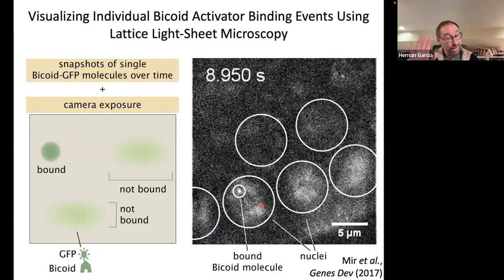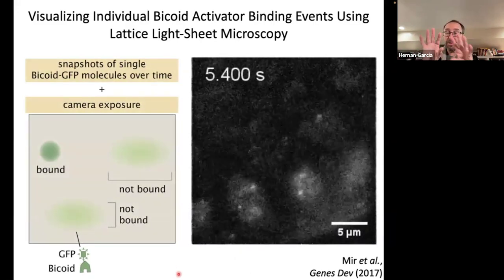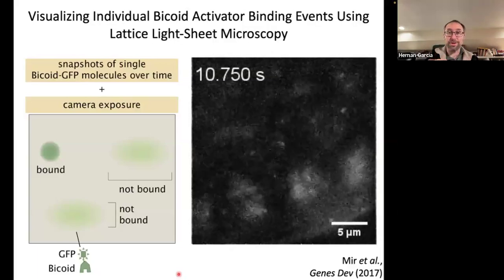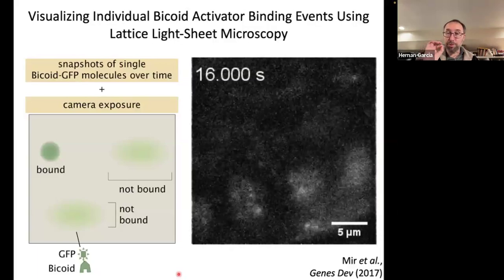This is again on the lattice light sheet. We're really pushing signal to noise. The movies don't look as pretty as the ones I showed you before, but each one of these big circles corresponds to a nucleus in the fly. Each one of these spots corresponds to a binding event. And what we can do is look at different, hopefully you can see the little flashing spots. Each one of those corresponds to a binding event.